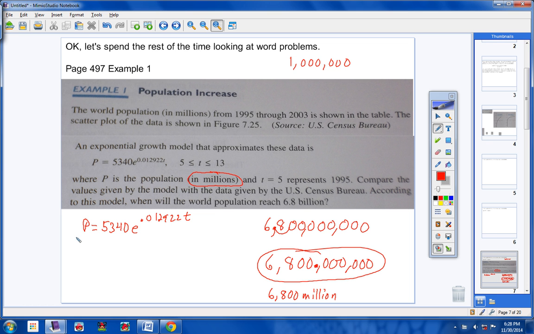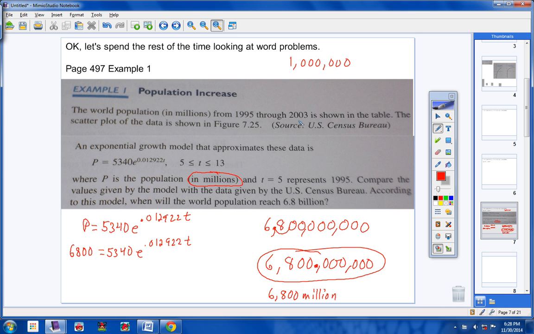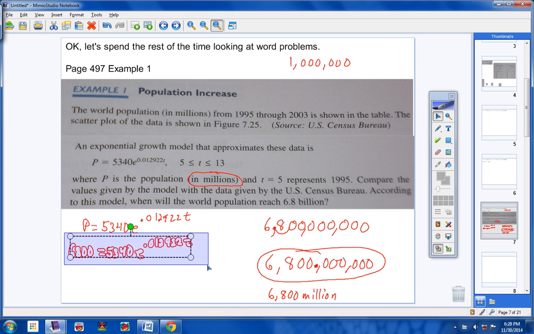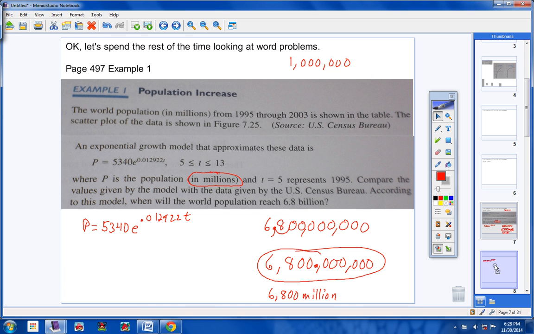So for p right here, I'm going to put 6,800 equals 5,340 e to the 0.012922t. We're going to solve for t. Now come on guys, don't panic. You know how to do this, okay? We did a bunch of these before fall break, okay? It's not that hard to do. We're solving for t. It's called an exponential equation. We know how to solve these.